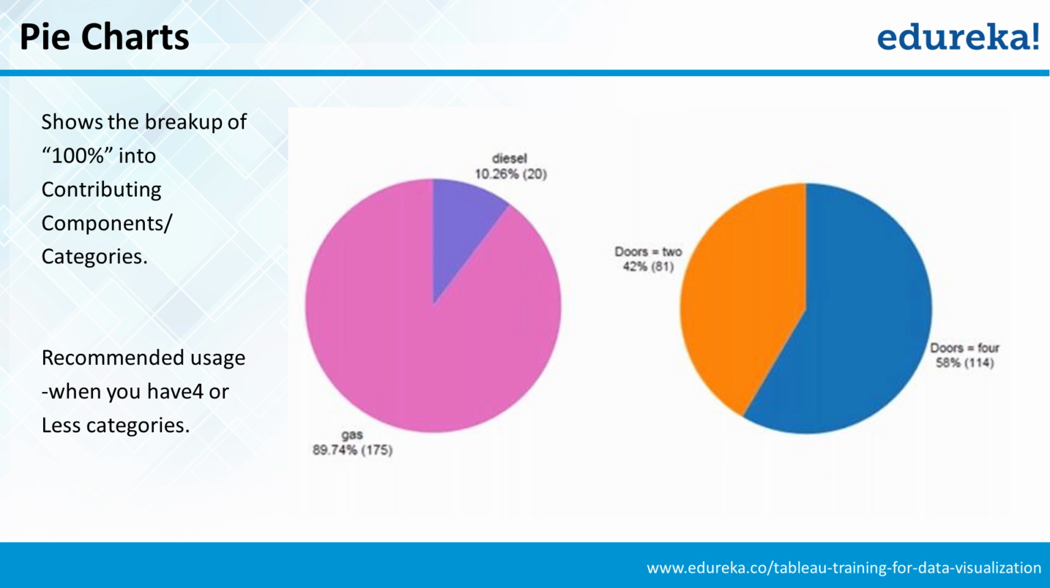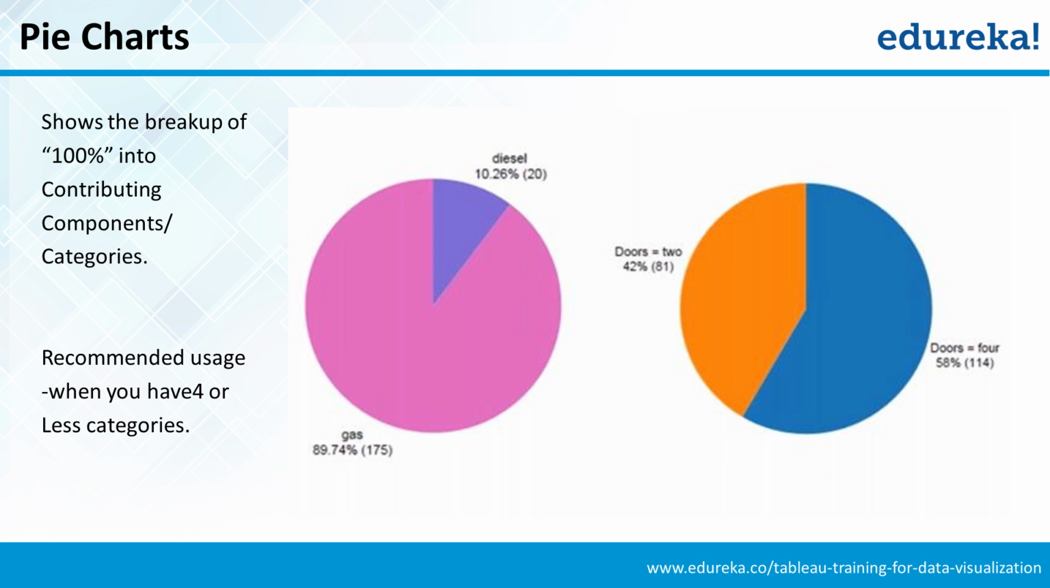So what is a pie chart? Pie chart is used to show the breakup of your entire population, or the whole 100% group, into its contributing components or categories. And a pie chart should be created only when you have 4 or less categories. It's just a thumb rule. It's a recommendation. It's not something really which you need to follow as such.